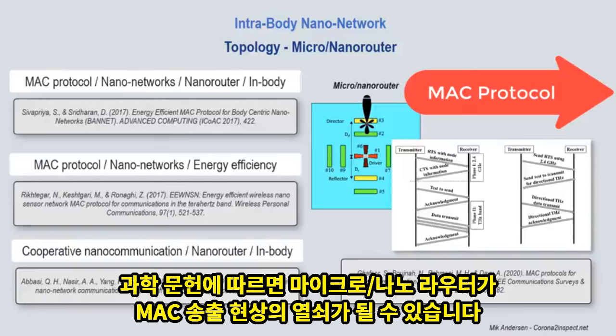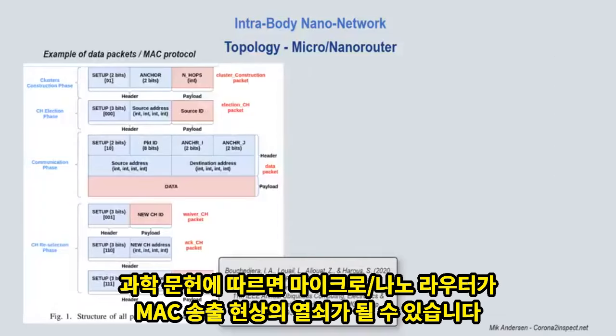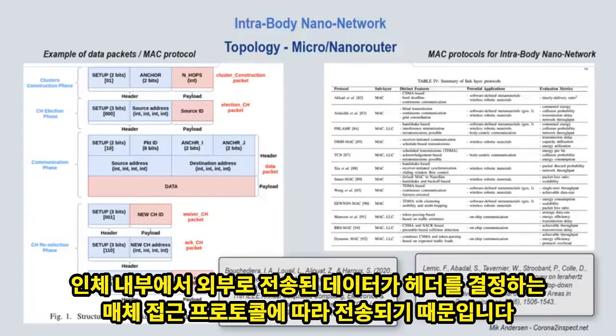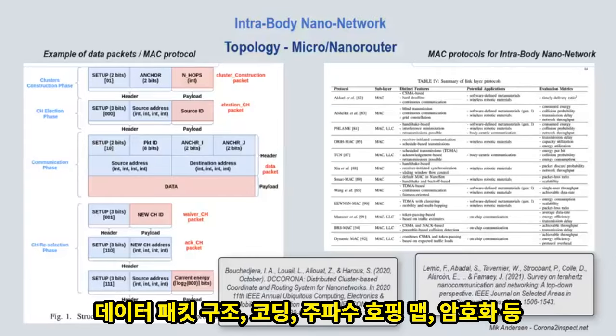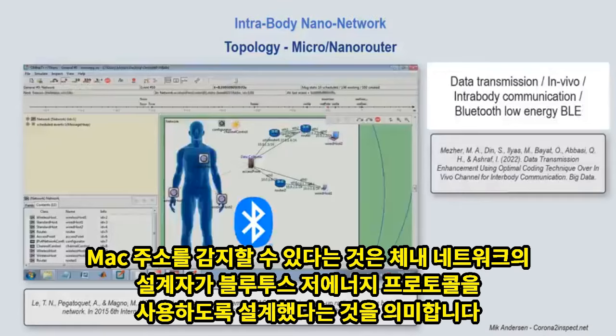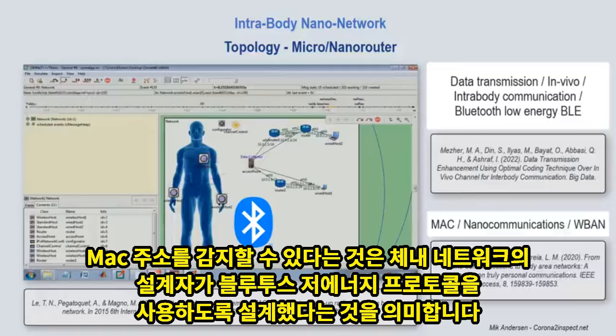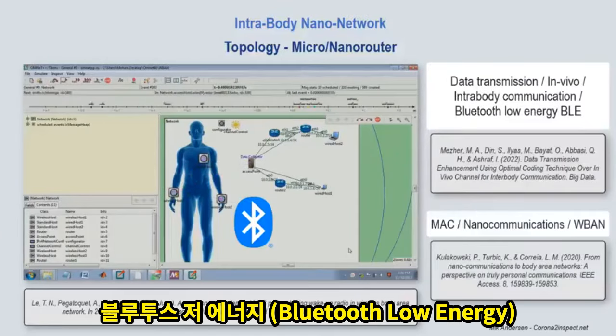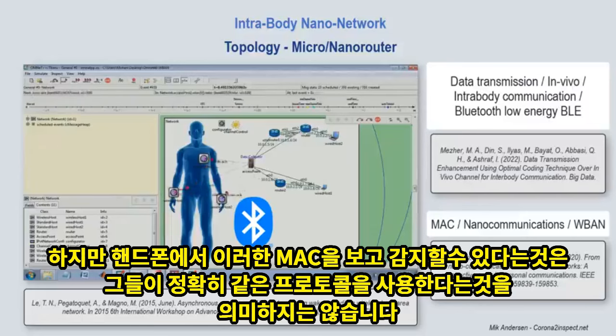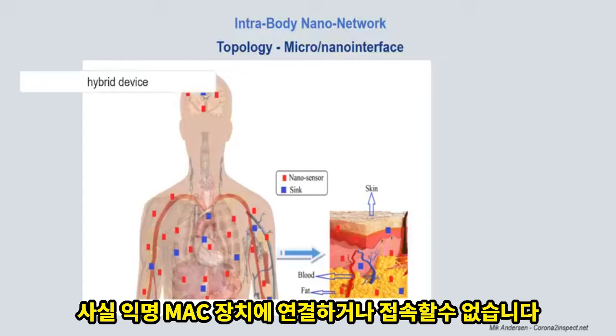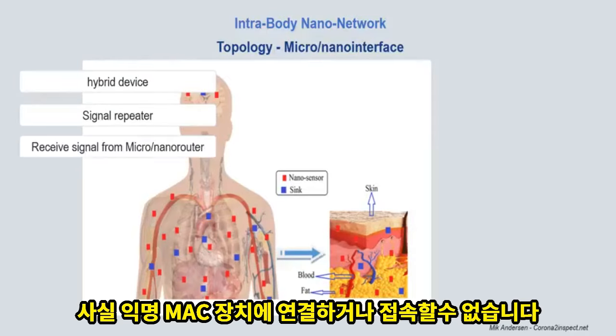According to the scientific literature, the micro/nanorouter could be the key to the phenomenon of MAC broadcasts, since the data sent from inside to outside the human body is transmitted according to a medium access protocol, which determines headers, data packet structures, coding, frequency hopping map, encryption, and so on. Being able to detect MAC addresses means that the designers of the intracorporeal network most likely designed it to use Bluetooth Low Energy protocols, also known as BLE, Bluetooth Low Energy. However, being able to see and detect these MACs on the cell phone does not mean that they use exactly the same protocols. In fact, it is not possible to link or connect to the anonymous MAC devices.